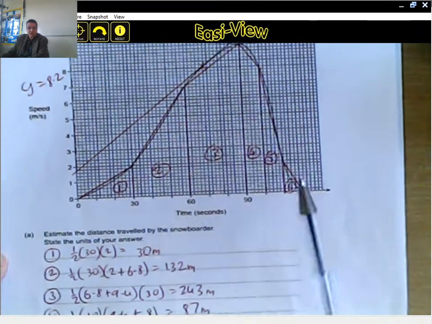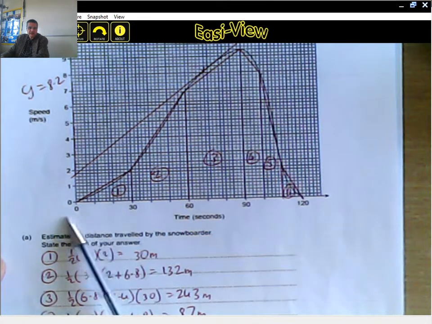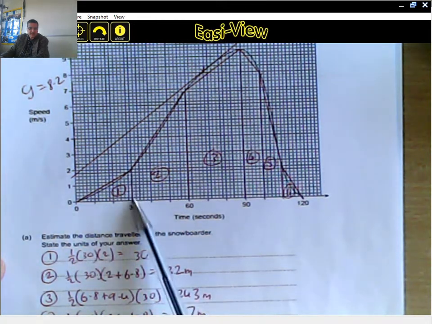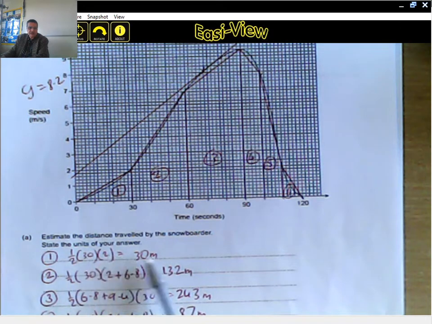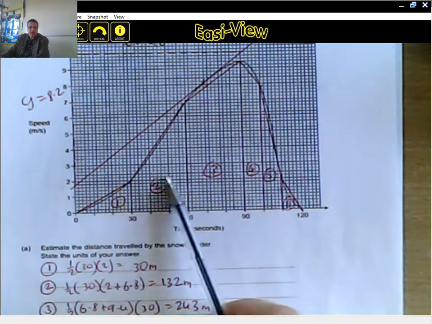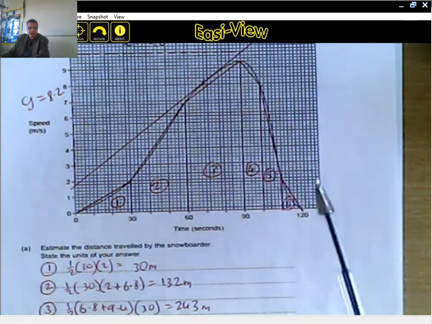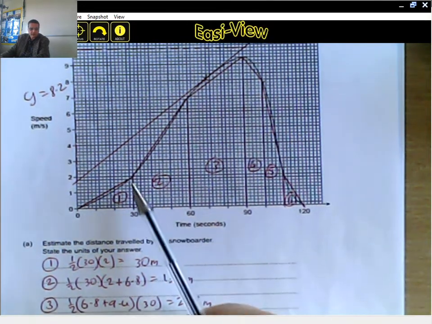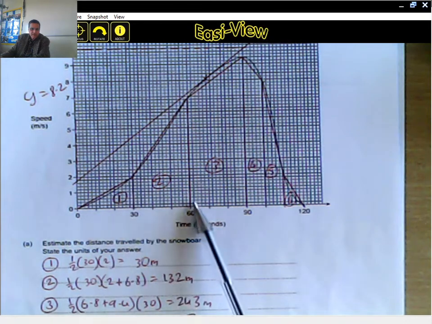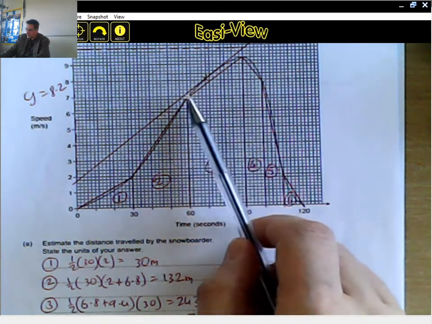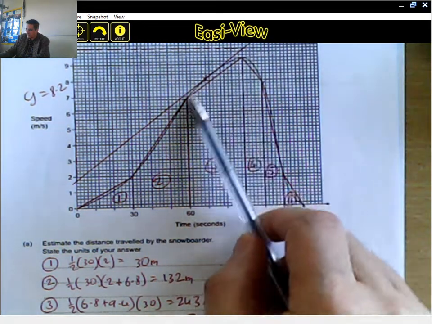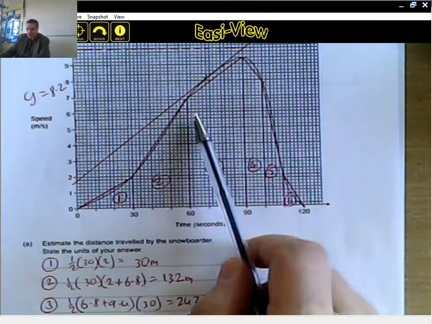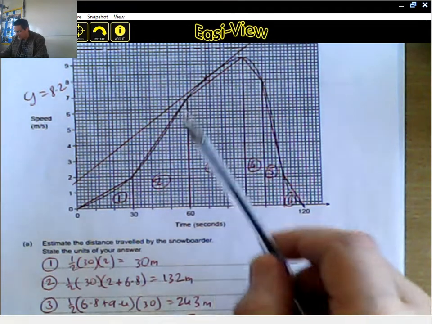So I'll talk you through it a little bit anyway. First part, I've called this area 1. Half base times height, half times 30 times 2 is 30. I'll go over just this one, but no more, because a trapezium will be highly repetitive. So I've got a height of 2, and my second height before it goes on to the next trapezium, that height there is about 6.8. It's just one square below the 7th at 6.8.